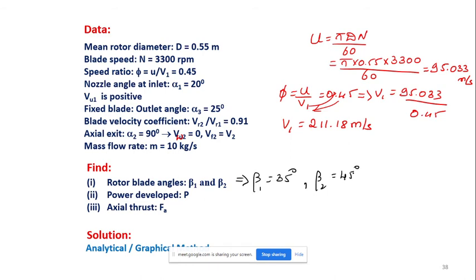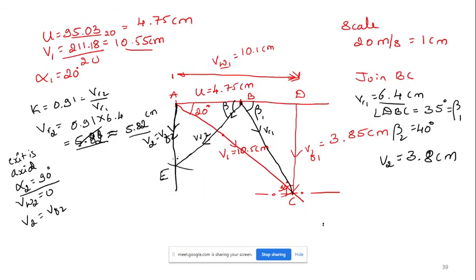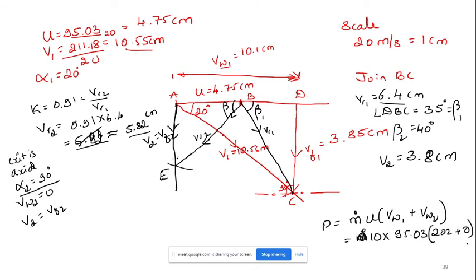Okay. Now they are asking what is the power developed. The power developed formula is given by m dot u (VW1 plus VW2). Here we know the VW2 value. m dot we also know, 10 kg. U we also know, that is 95.03. And VW1, what is the VW1 value here? It was 10.1 centimeter. Multiply this with 20. Multiply 10.1 by 20, that comes around 202. Plus 0, because they had given that VW2 is 0.